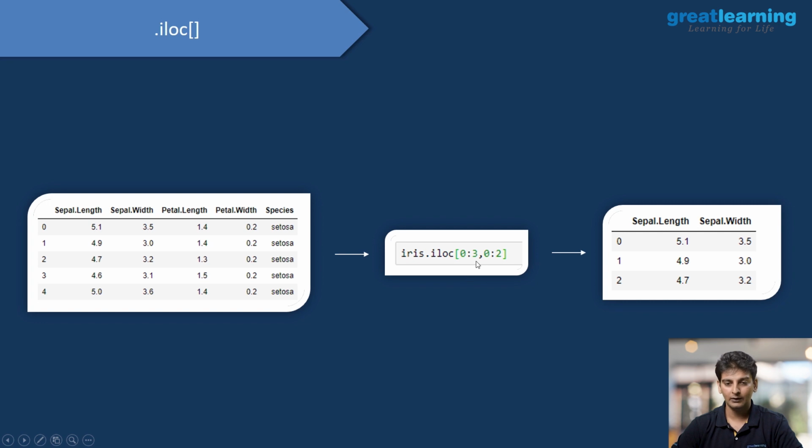Over here, what we are doing is extracting the first 3 records from this data frame and the first 2 columns, right? The index values go from 0 to 3, so 0, 1, 2, and then the column values are 0 to 2, right? So 0 and 1, sepal length and sepal width. This is how we can extract a subset of the data frame from this entire data frame.